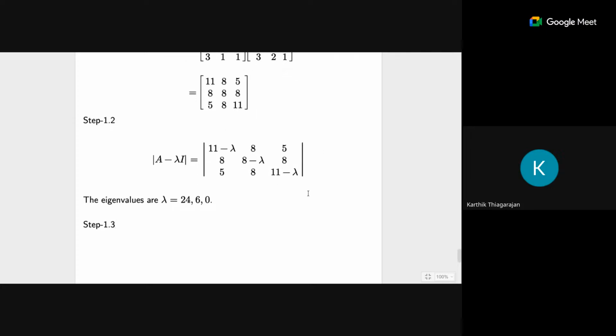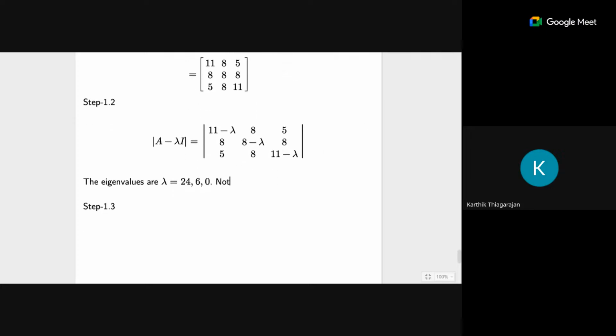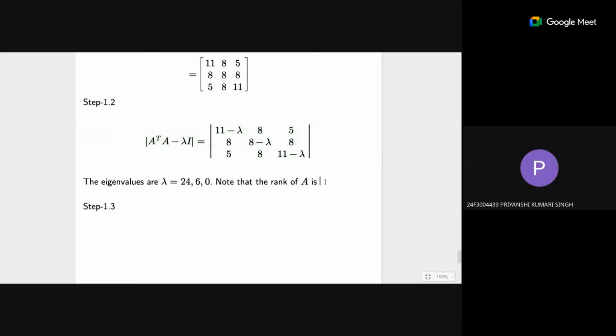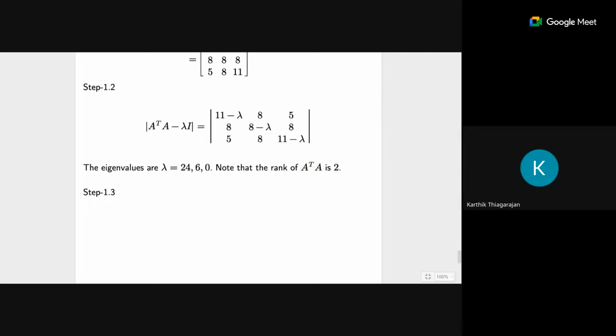Okay, so there are 3 distinct eigenvalues. So note that in this case, what is the rank of A? 2. Okay, so the rank of A transpose A is 2, and the rank of A is also 2, because we have already seen the property that A transpose A and A have the same rank.